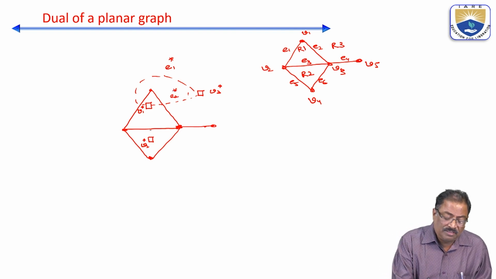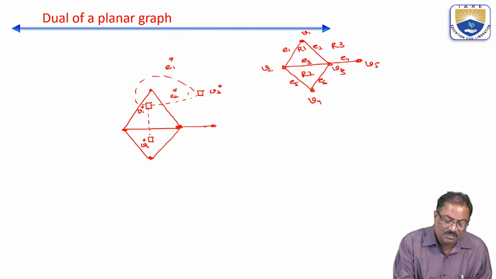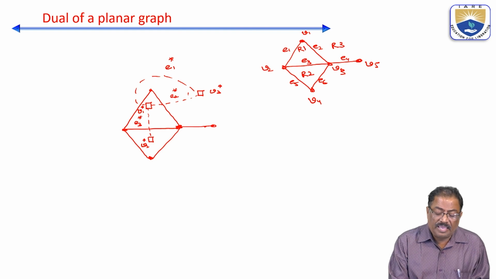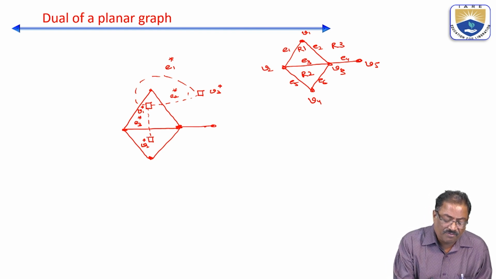And now there is a common edge, E3. For that we are going to construct one more edge, let us say this is E3 star. Next we are going to consider E5 and E6. So I am going to construct another edge which is passing through E5 and connecting to the vertex V3.